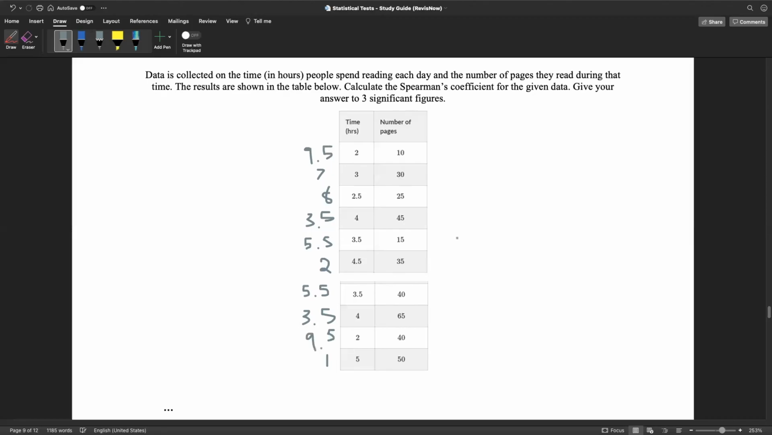Okay, going on to the next column. First number, highest number, that would be 65. Second, 50, 3, 45. And then since there are 2 40s, that would be 4 plus 5 added, divided by 2, that would be 4.5.